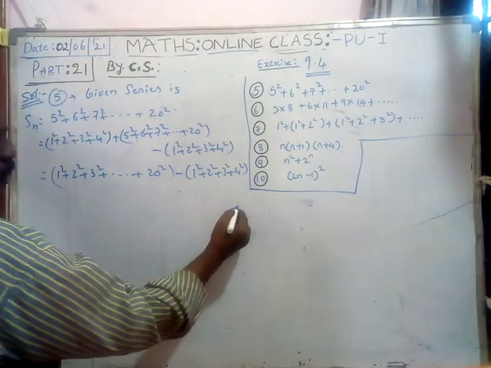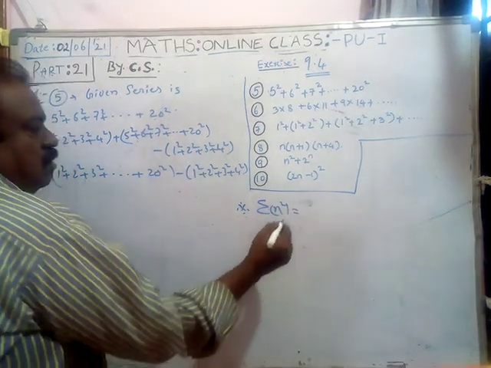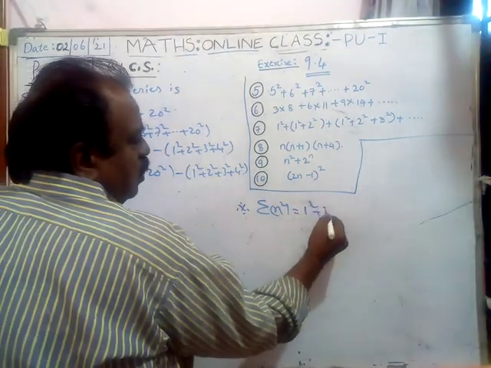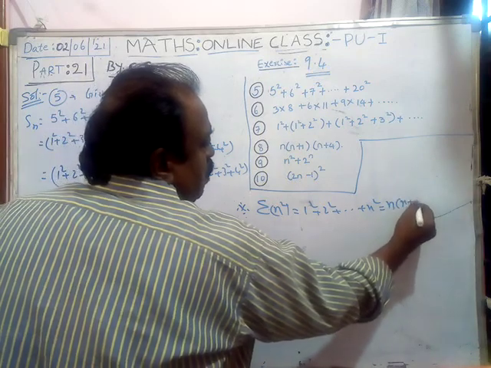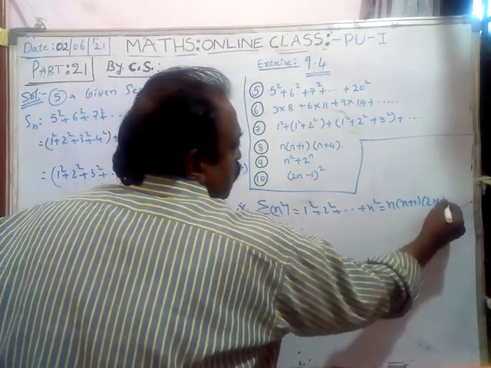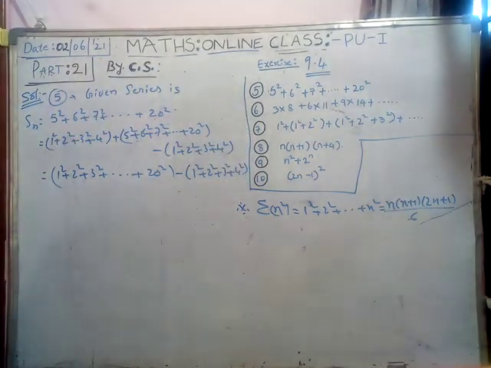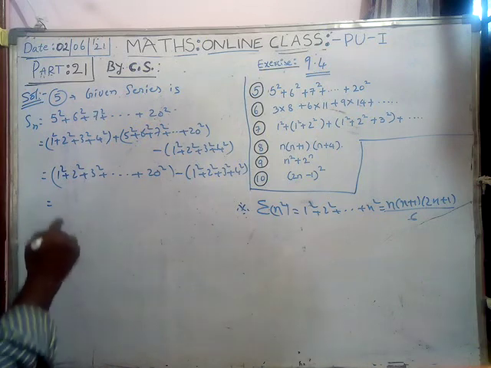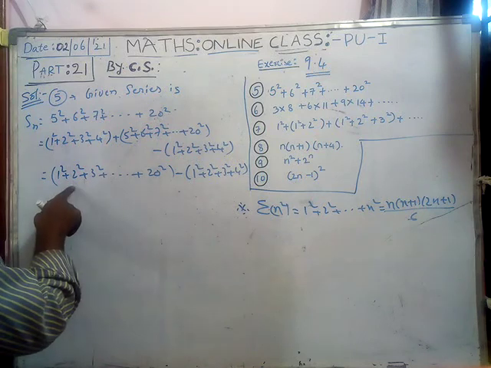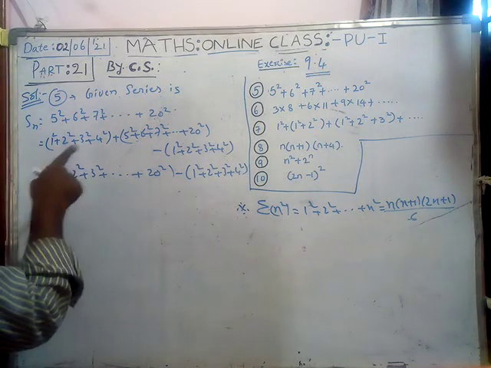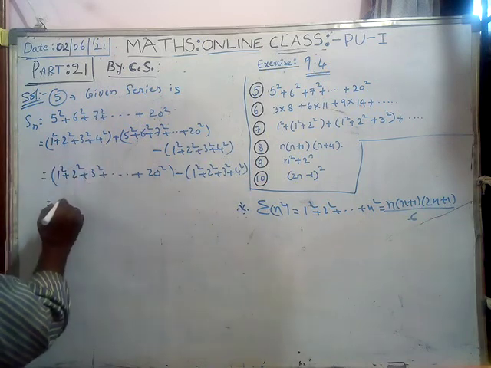A formula is there. What is the formula? Sigma n square. What is sigma n square? It means 1 square plus 2 square up to n square is equal to n of n plus 1 of 2n plus 1 by 6. That is the formula. That implies here it is the squares of the sum of the first 20 natural numbers.